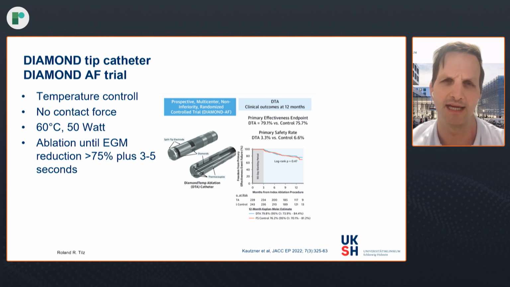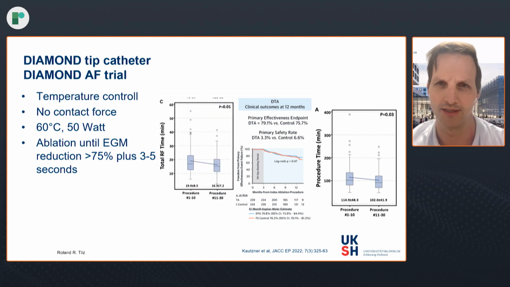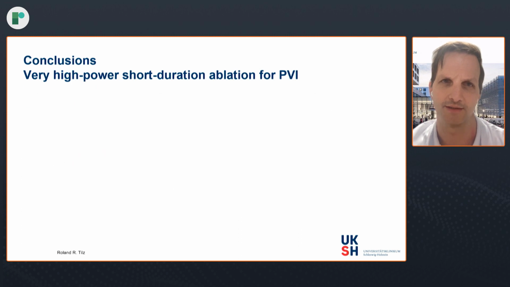The outcome is as good as with the conventional catheter. There is a shorter procedure time, but the procedure time is still more than 100 minutes for this fast catheter. And the total RF time is also shorter, so 19 versus 60 minutes.